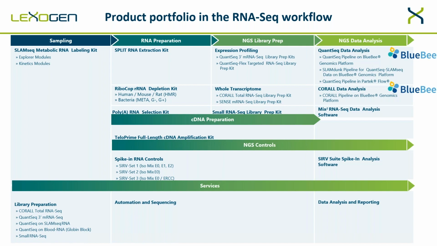Finally, the part of the portfolio that we will be discussing today is our analysis tools for NGS data. On the BlueBee Genomics Platform, we have pipelines for analyzing data from Quantic, Coral, and SLAM-Seq experiments. I will be going into each one of these later on in the presentation. On the bottom of this picture, you will see that Lexogen also offers in-house services for the preparation, sequencing, and data analysis of your RNA samples. Again, please visit our website or contact us if you want more information on any of these products or services that I've mentioned.